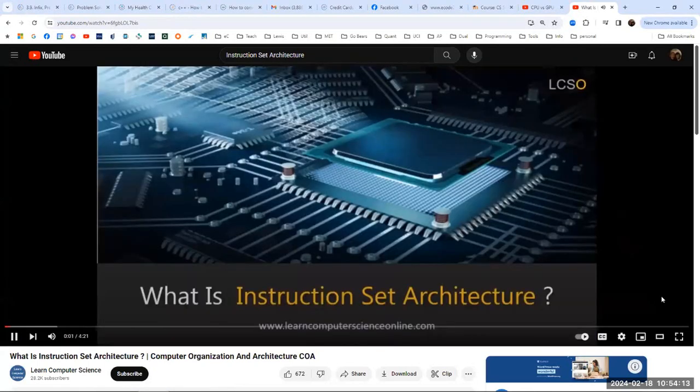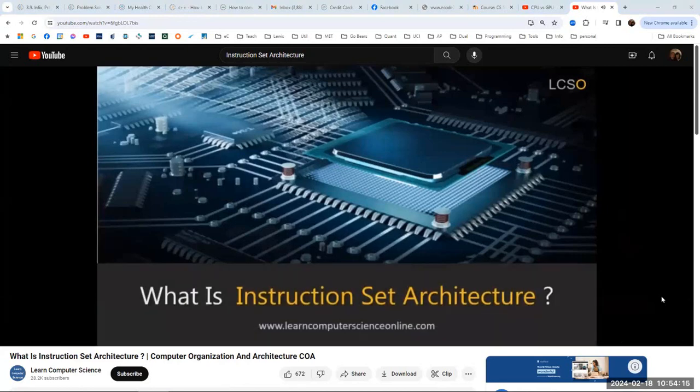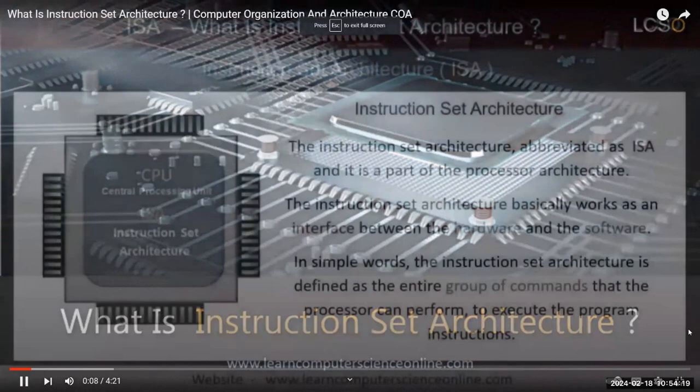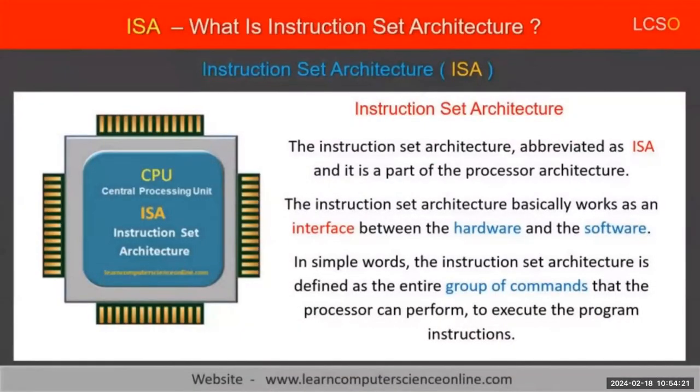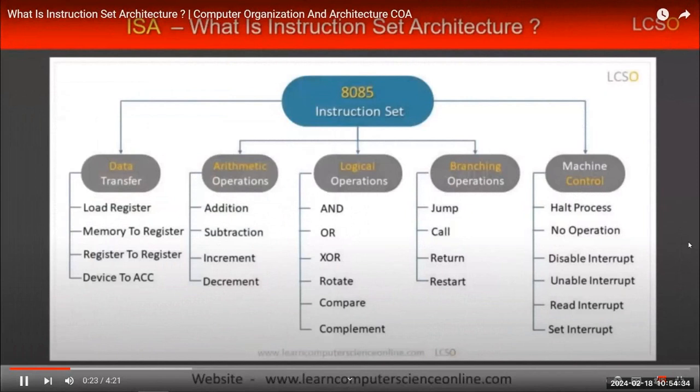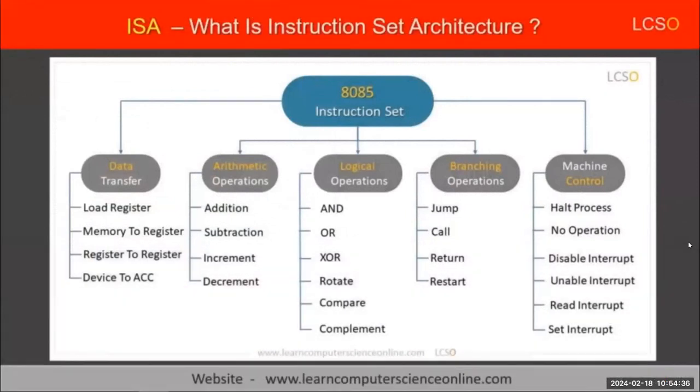Welcome to LearnComputerScienceOnline.com, and in this video, we are going to discuss what is an instruction set architecture. The instruction set architecture, abbreviated as ISA, is a part of the processor architecture. The instruction set architecture basically works as an interface between the hardware and the software. In simple words, the instruction set architecture is defined as the entire group of commands that the processor can perform to execute the program instructions.